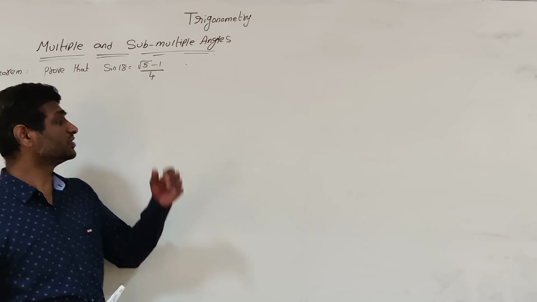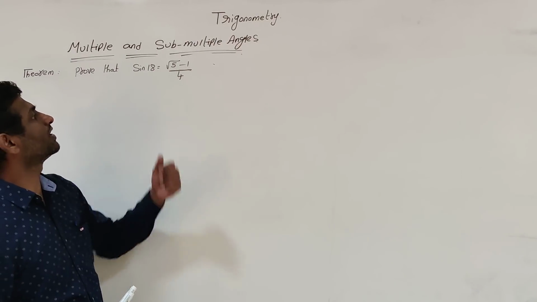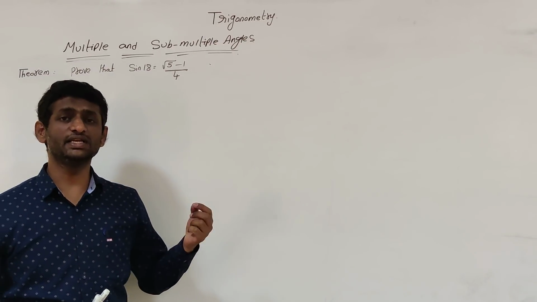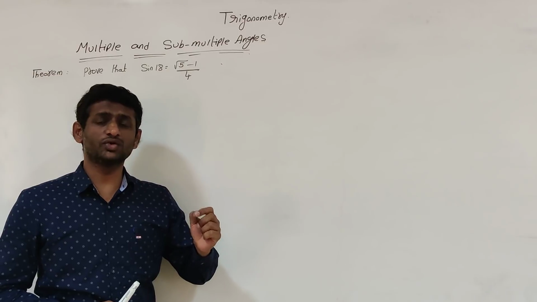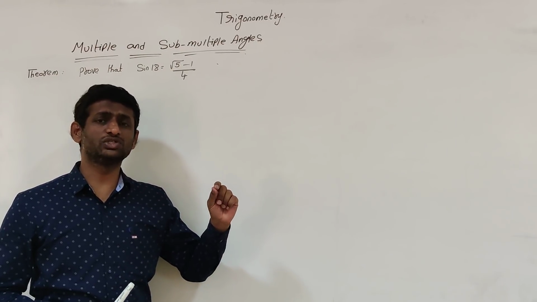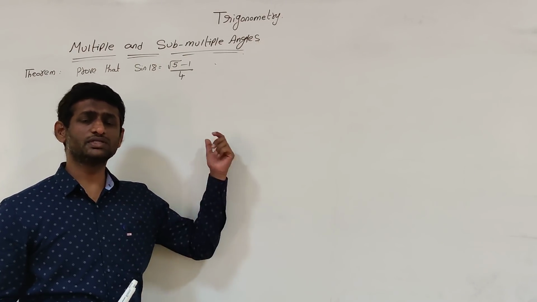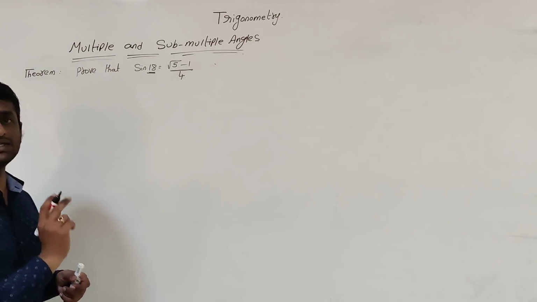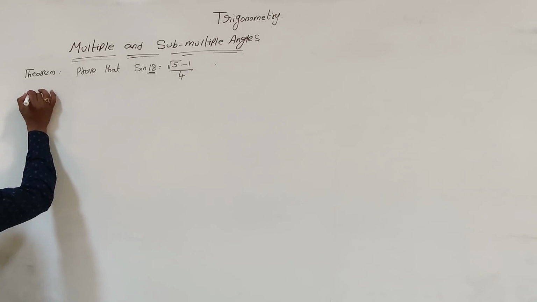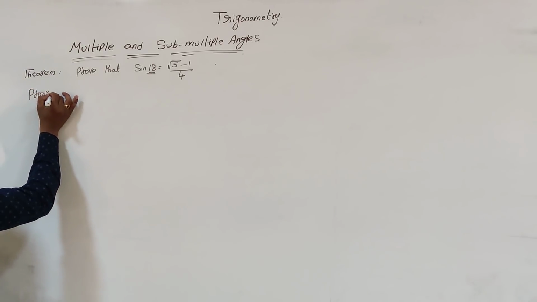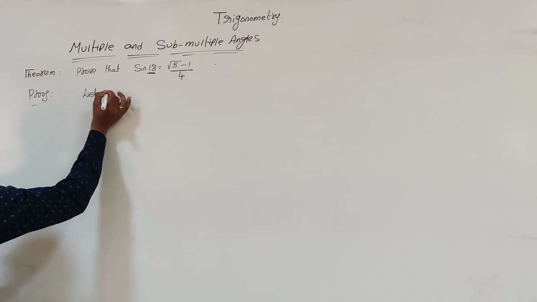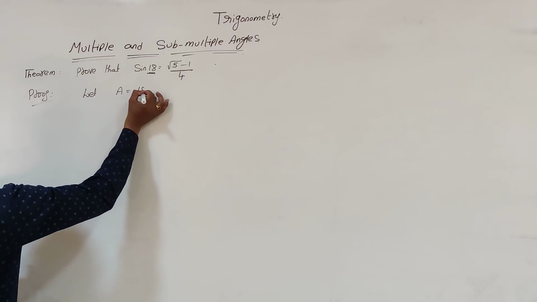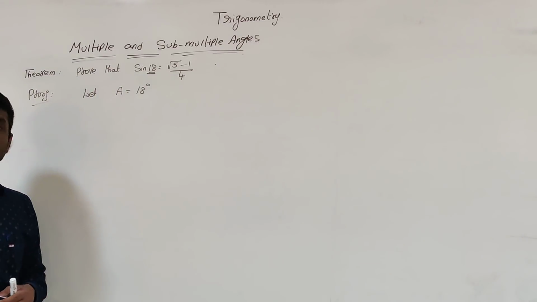Theorem. Prove that sin 18 is equal to root 5 minus 1 by 4. 18 degrees means it is an acute angle because it lies between 0 and 90. Now we will see the proof. Proof. Let A be equal to 18 degrees, meaning A is an angle.